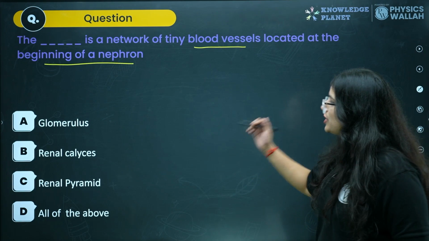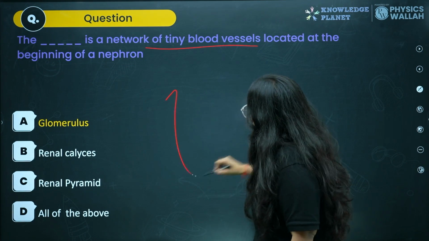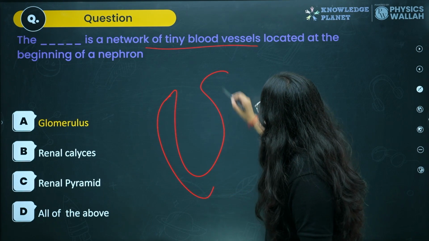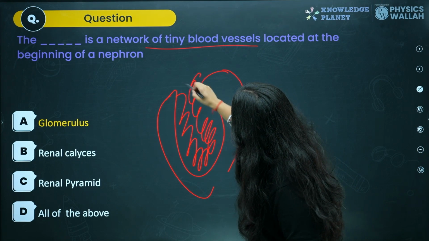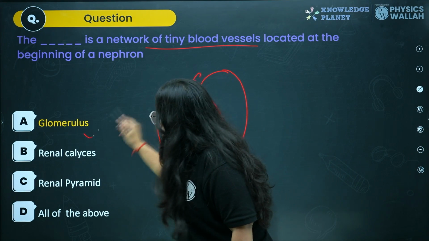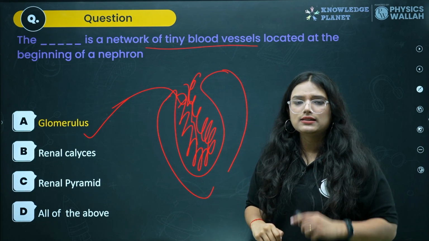Alright guys, let's check it. So here, this network of tiny blood vessels, this is a cup-shaped Bowman's capsule which has a tiny network of capillaries, and these capillaries are known as the glomerulus. Now, let's talk about that.